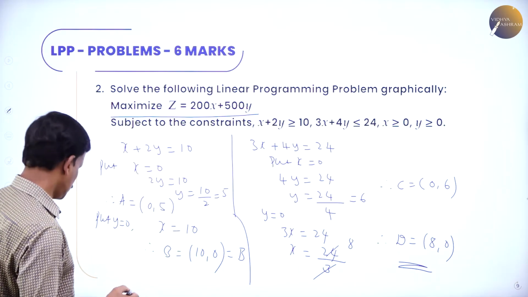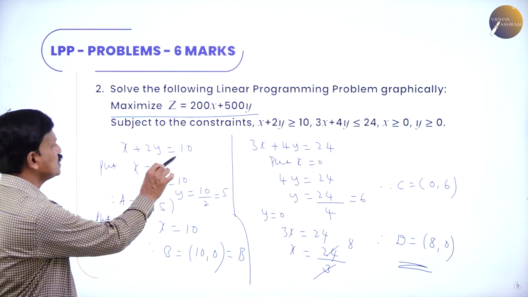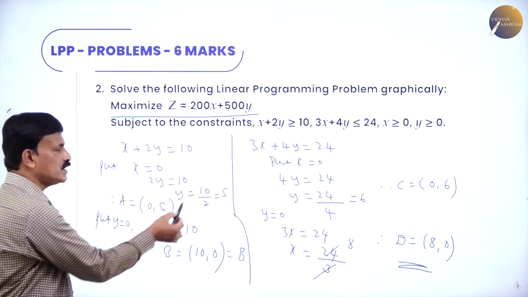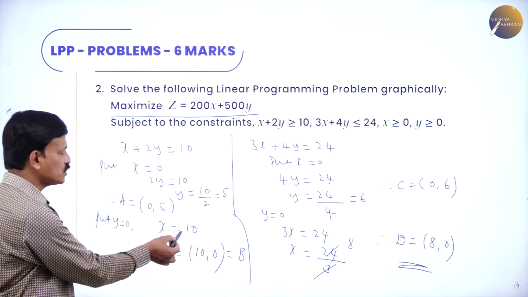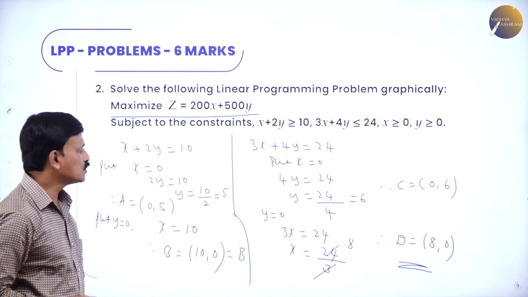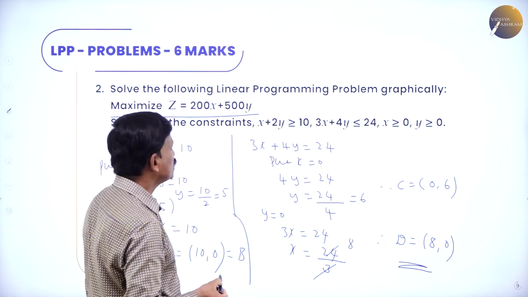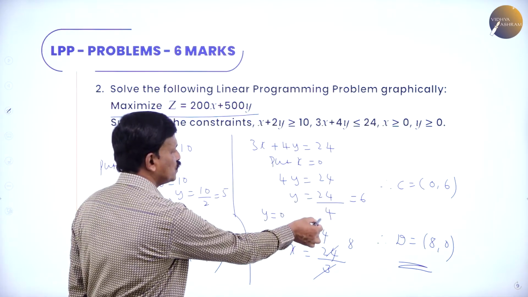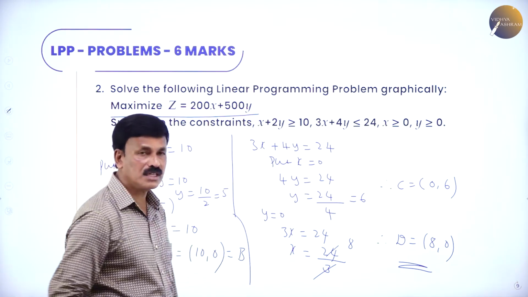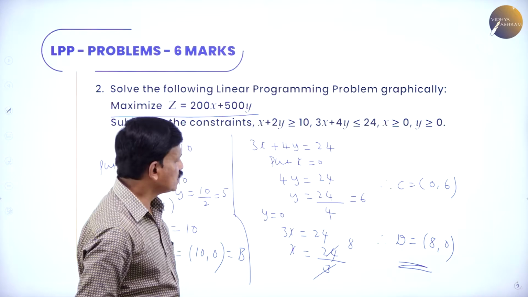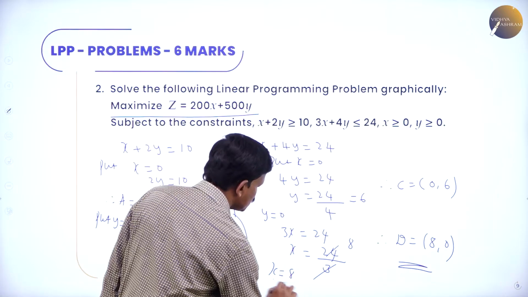Now, listen to me. Let us convert the inequalities into equalities. x plus 2y is equal to 10. Put x is equal to 0, you will get y as 5. The first point A is 0, 5. Put y is equal to 0, you will get x is equal to 10. So B is 10, 0. Similarly, for the second equation, put x is equal to 0, you will get y is equal to 24 by 4, which is 6. Therefore, C is 0, 6. Put y is equal to 0, you will get x is equal to 24 by 3, that is 8. Therefore, D is 8, 0.